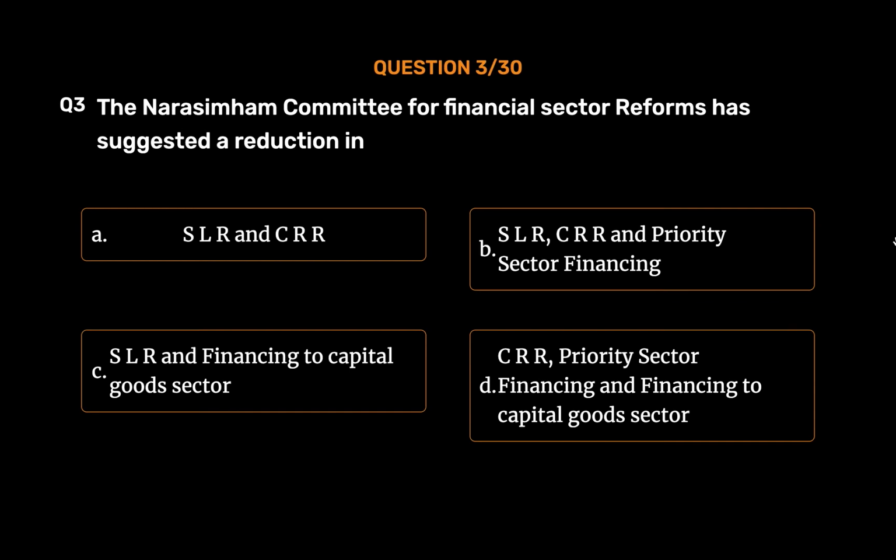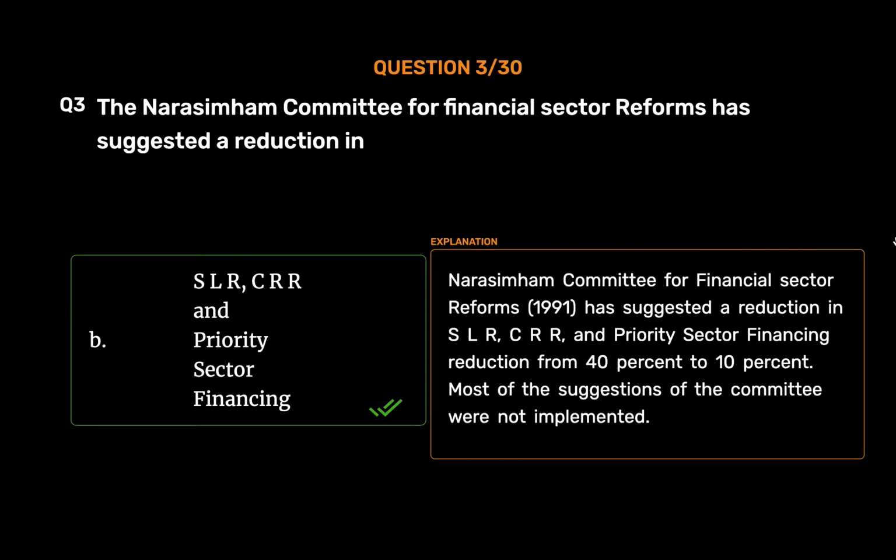The correct answer is Option B, SLR, CRR and priority sector financing. Narasimham Committee for Financial Sector Reforms, 1991, has suggested a reduction in SLR, CRR, and priority sector financing reduction from 40% to 10%. Most of the suggestions of the committee were not implemented.